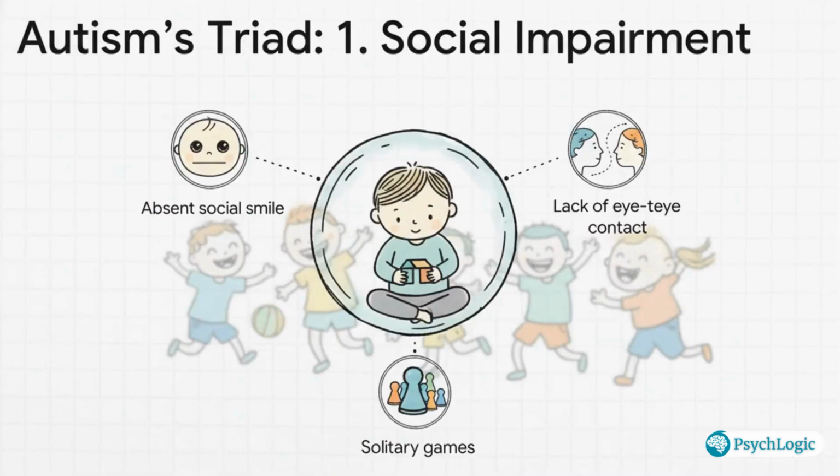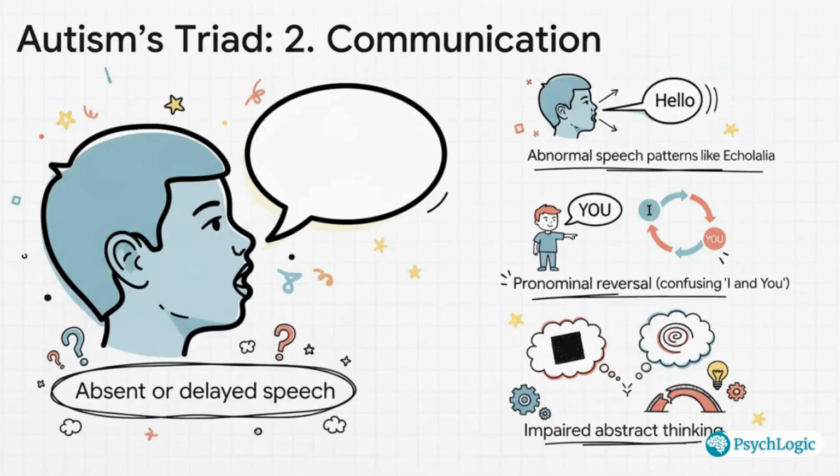So autism is often understood through what's called a triad of challenges. The first piece is social interaction. And this isn't about being shy. It's a fundamental difficulty in those back-and-forth social connections. It might look like a baby who doesn't smile back at their parents, or a child who seems to be in their own world, preferring to play alone. The second part of that triad is all about communication.